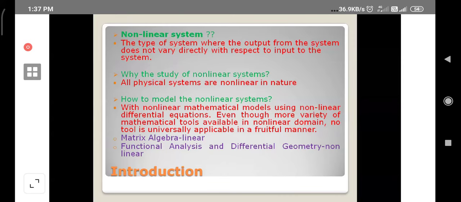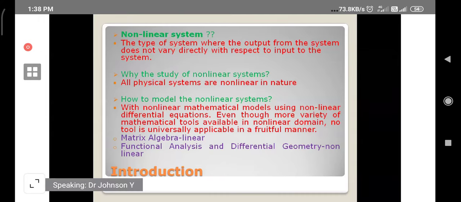We know that in the linear domain, mainly we use matrix algebra. But in the nonlinear domain, we use functional analysis and differential geometry. So these are the two major mathematical tools for analyzing nonlinear systems.